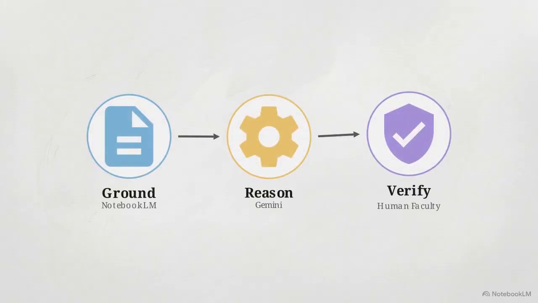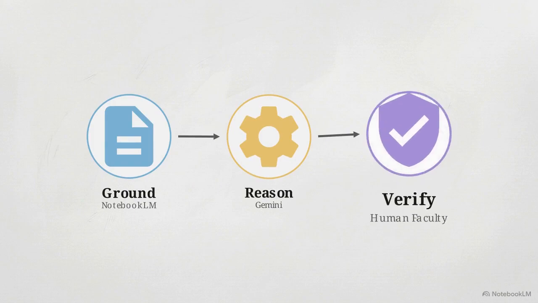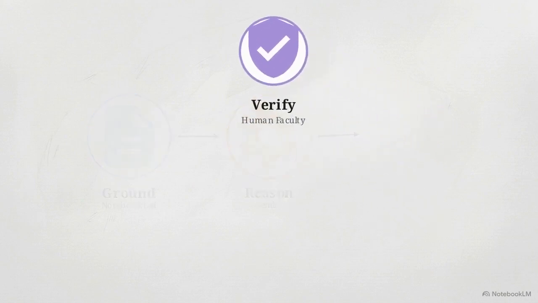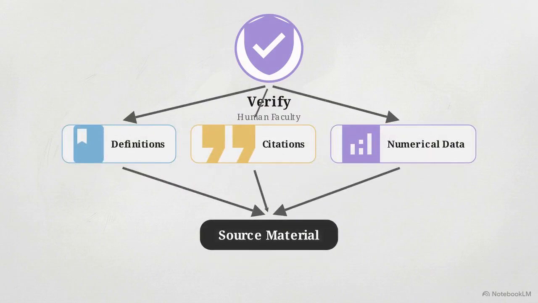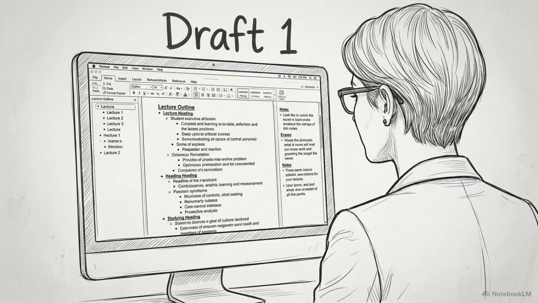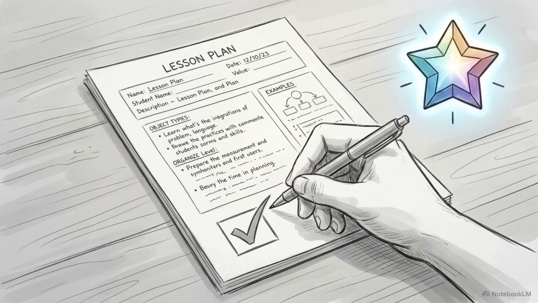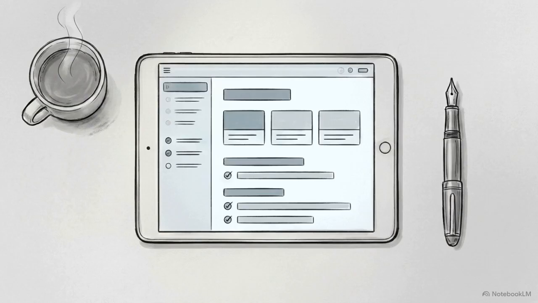This flowchart illustrates the Ground Reason Verify framework, a safeguard against AI errors. You grounded the data, reasoned through the structure, and now verify the output. You must manually cross-reference the generated definitions, citations, and numerical data against your source material. The AI acts as a capable drafting assistant, but you remain the expert validator who guarantees the accuracy of the lesson. Once you assemble these components, you have a complete, structured lecture pack document.